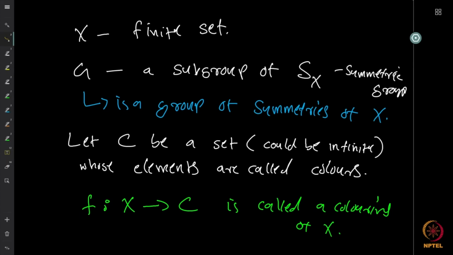So we have now a coloring of an arbitrary finite set X. Then we can of course ask several questions like what is the number of colorings. Then we can ask, under the action of this symmetry group G, can you say how many inequivalent colorings are there? So this is basically a generalization of what we were looking at before.